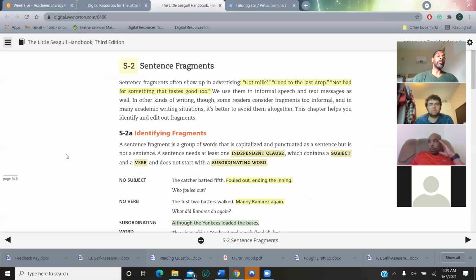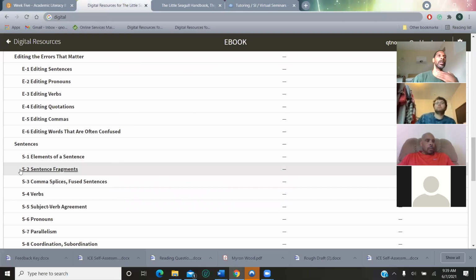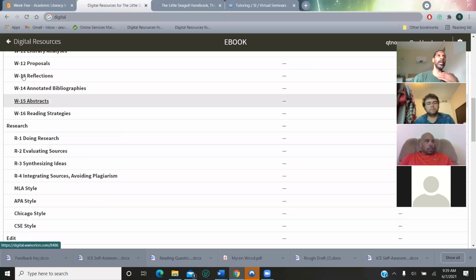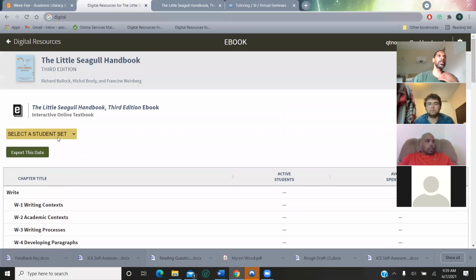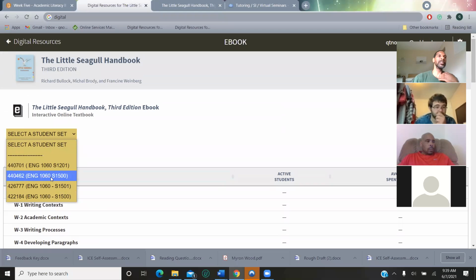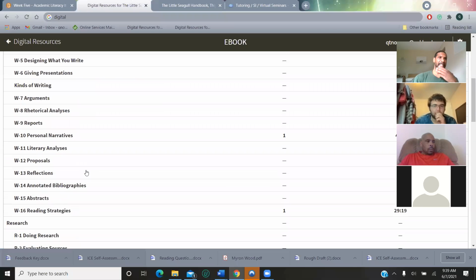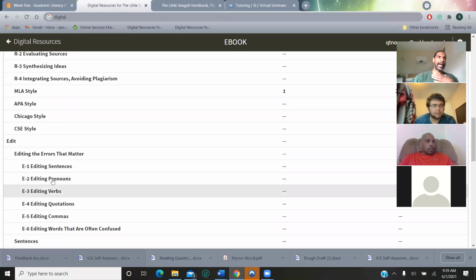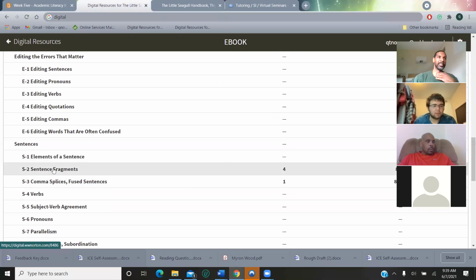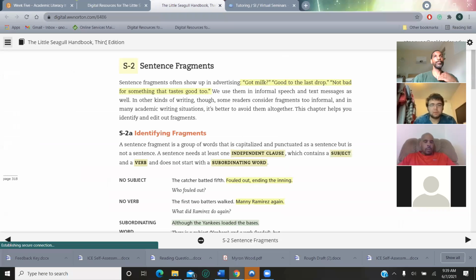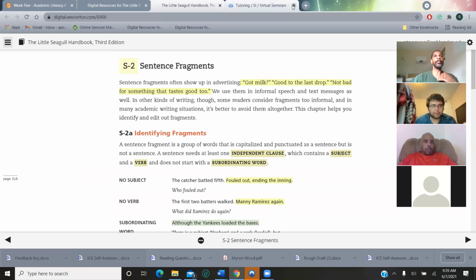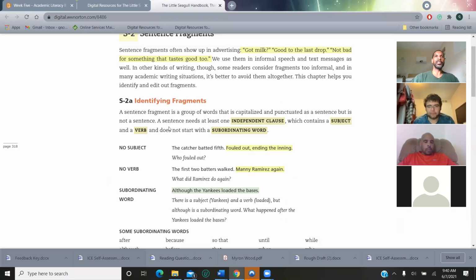If you have it open, let's go to page 318. I just took the shortcut here. In our textbook, I just went all the way down to sentence fragments, and it took me here. Material we just talked about.